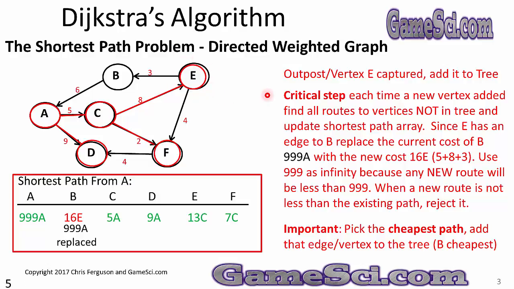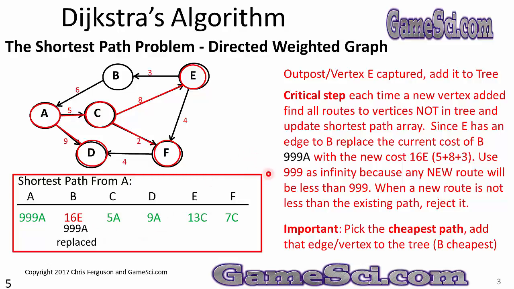Critical step. Each time a new vertex is added, find all the routes to the vertices not in the tree and update the shortest path array. Since E has an edge to B, replace the current cost of B, which is 999 A, with the new cost of 16 E. What did we just do? When we added E to the tree, we found this new path to B. That new path cost us 5 plus 8 plus 3, or a total of 16 to get to B. Well, 16 is a whole lot cheaper than 999, so 16 replaces our path to B.